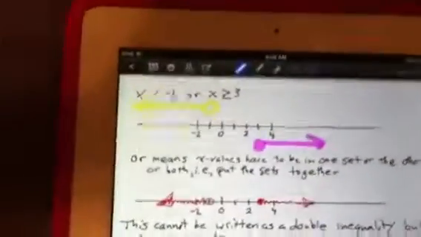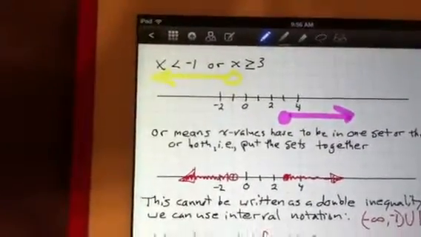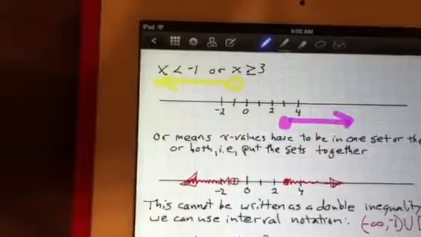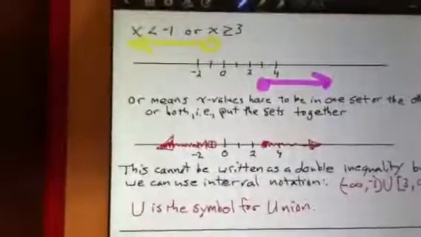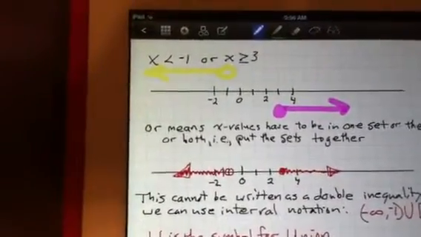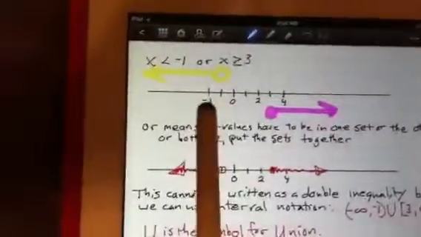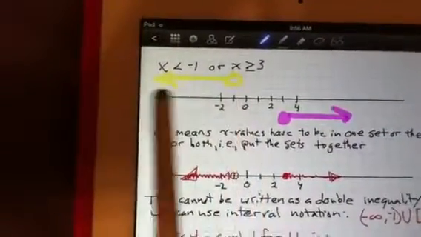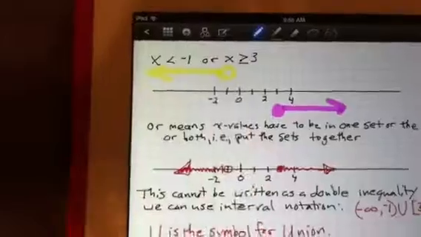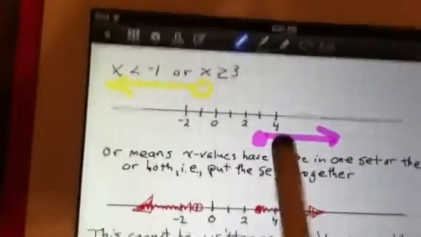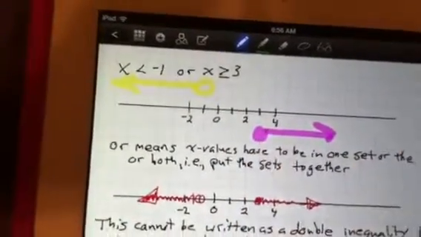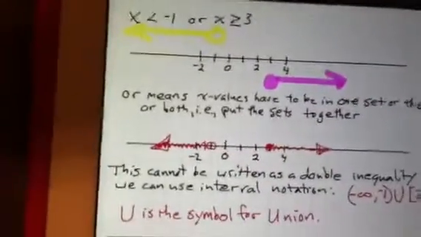the connection "or." Okay, so here I have x is less than -1 or x is greater than or equal to 3. So I did yellow for the -1. Right? So here I can't be -1, so it's an open circle. Closed circle, because I could be 3 or greater. Now "or" means just put them together, don't worry about overlap.